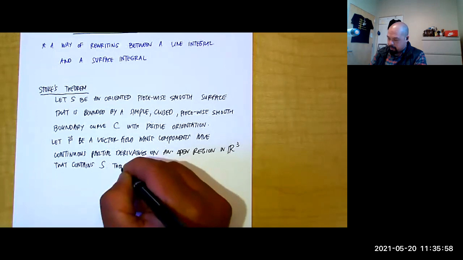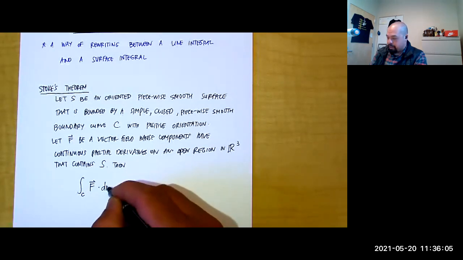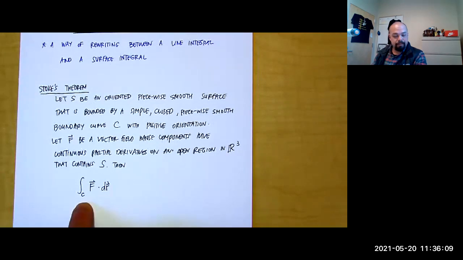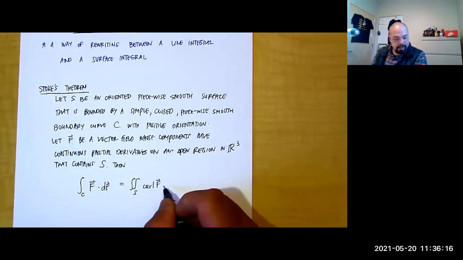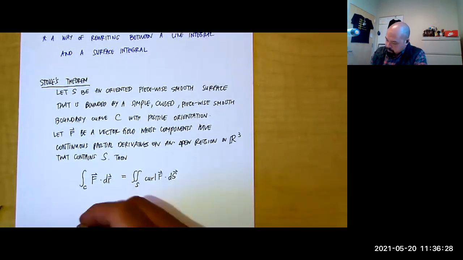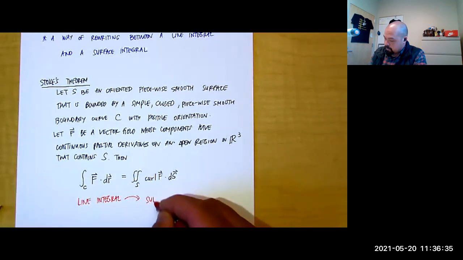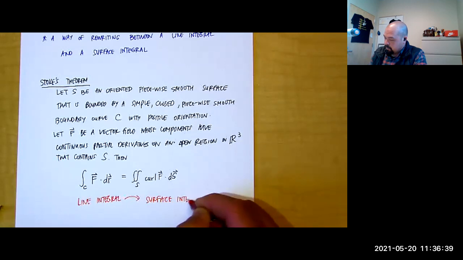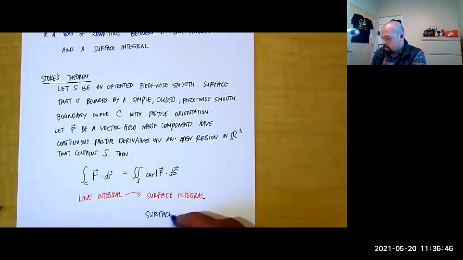Then, here's the theorem statement. What we can do is take this line integral of our vector field over the closed boundary, and we can equate it. It's the same as the surface integral of the curl of F dotted with dS. And we can go back and forth. We can take a line integral and convert to a surface integral, or vice versa, take a surface integral and jump back to a line integral.